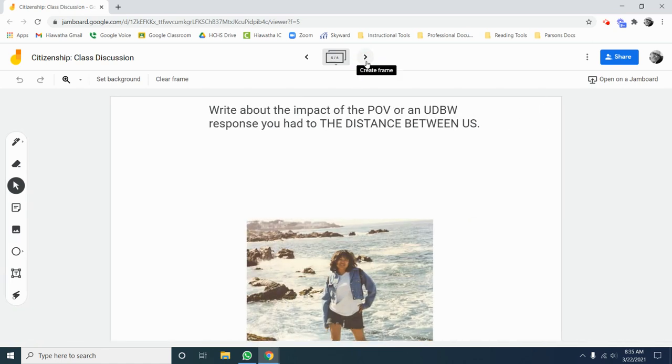And then finally, we've got Reyna Grande as a kind of a teenager in this picture. But in the excerpt from the story, she's only 8 years old. Write about the impact of the point of view of an 8-year-old Reyna Grande on telling that story, or an up, down, both, why response that you had to the story as you were reading.